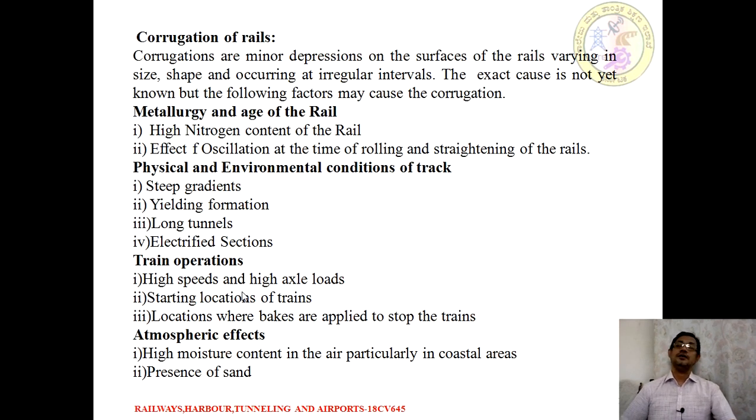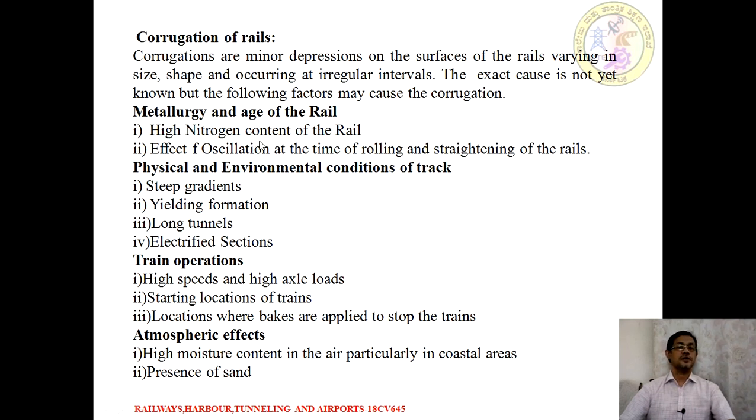The next defect is corrugation of rail. There are depressions formed along the surface of the rail. These depressions may vary in size and shape, and they may occur at irregular intervals. The exact cause of corrugation is not known, but some causes might be from the metallurgical point of view: there might be high nitrogen content in the rail, or the effect of oscillation at the time of rolling or straightening of a rail section.